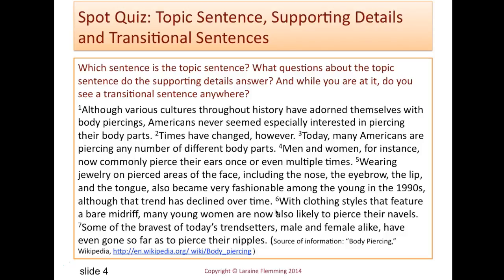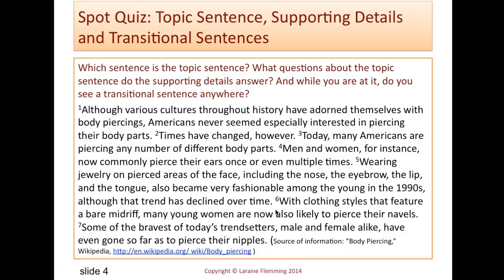Wearing jewelry on pierced areas of the face, including the nose, the eyebrow, the lip, and the tongue, also became very fashionable among the young in the 1990s, although the trend has declined over time. With clothing styles that feature a bare midriff, many young women are now also likely to pierce their navels. Some of the bravest trendsetters, male and female alike, have even gone so far as to pierce their nipples.